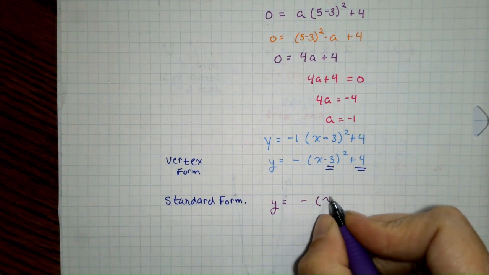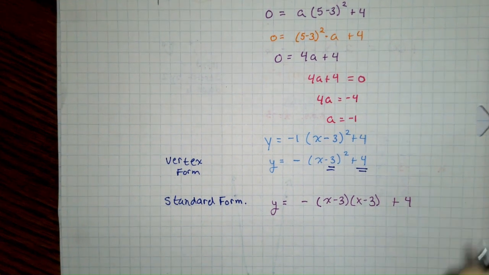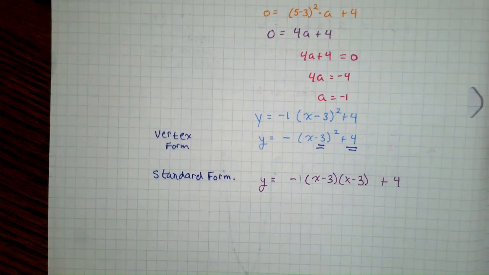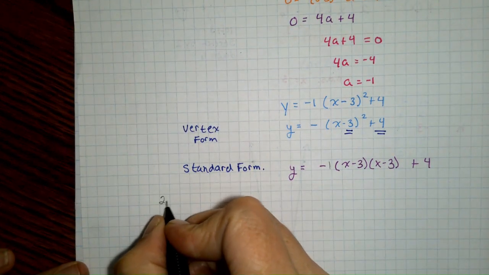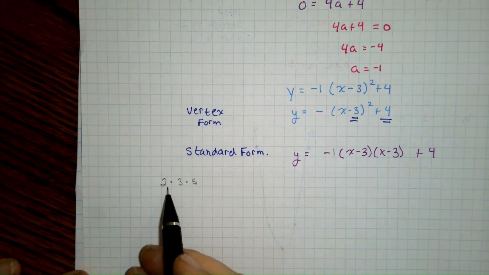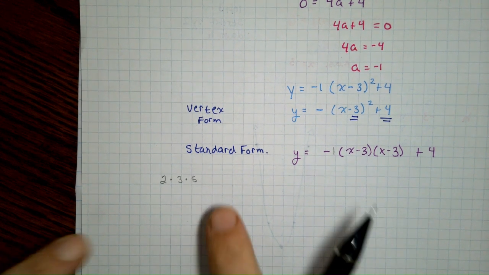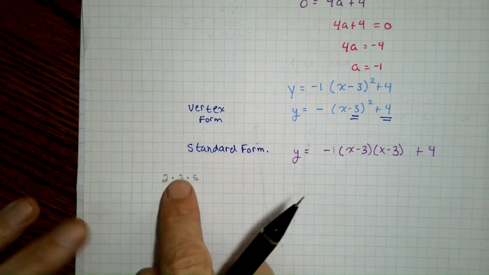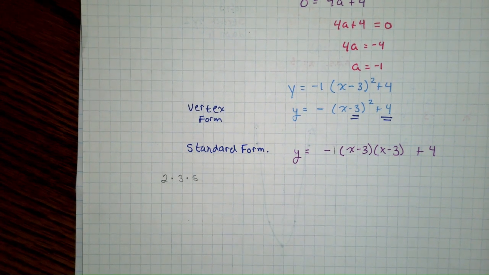So x minus 3 squared really means x minus 3 times x minus 3. And we're going to add 4. And I'm going to go ahead and put that 1 back in. So here we're multiplying three things. And come over here, let's just do a reminder. 2 times 3 times 5. We can either do 2 times 3, which is 6, and then times it by 5 and get 30. Or we can multiply the 2 and the 5 first and get 10, and 10 times 3 is 30. Or we can multiply the 3 and the 5 together first and then multiply it by 2.